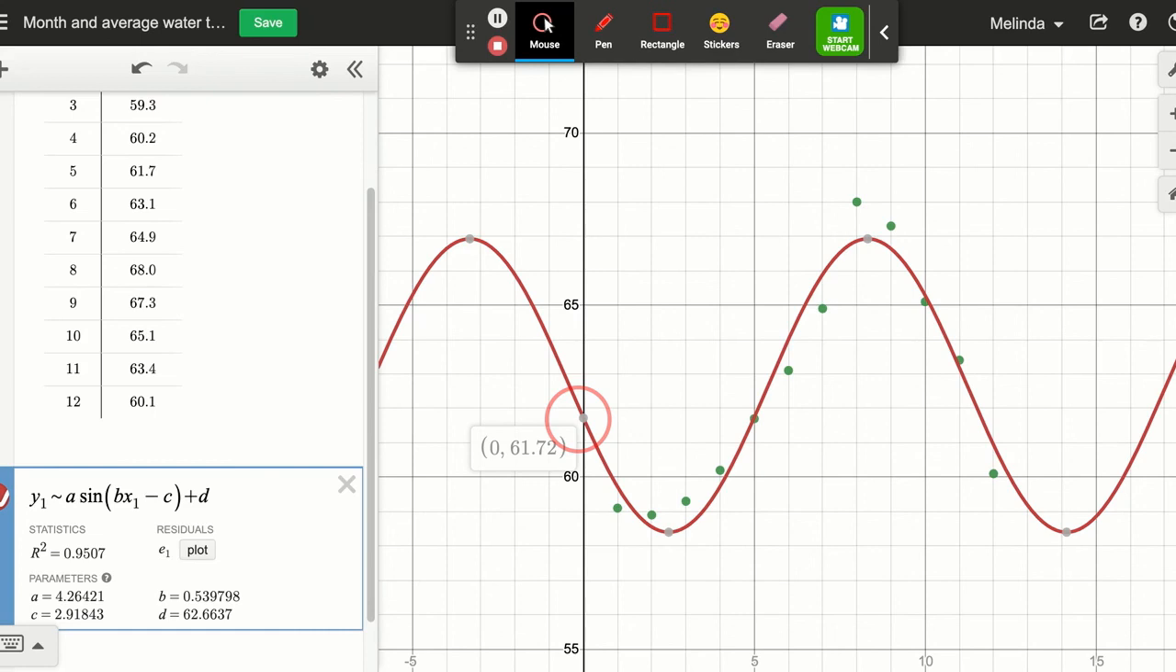Then it also says, using your equation, estimate the water temperature on the 4th of July. So 4th of July is a little after the 7th month. Here's the start of the 7th month. I want just a little bit more. So I'm saying it's like 65.9. Just a little more than 7. How about that? 65.9. Just a touch more than month 7. Again, it's an estimate.